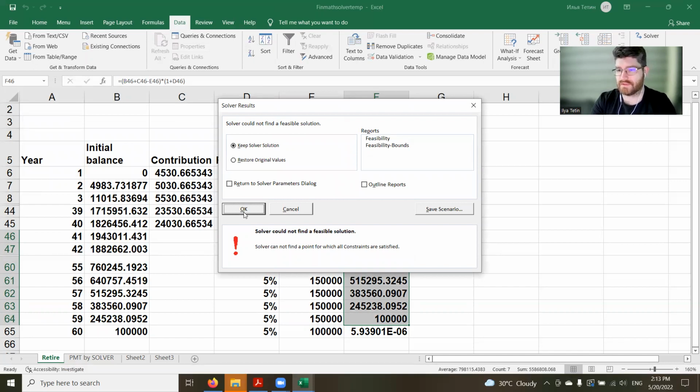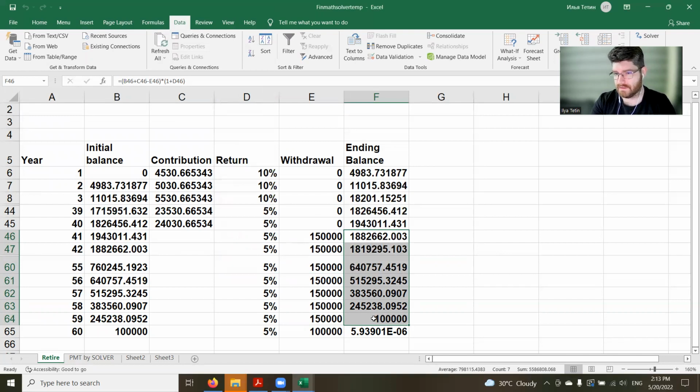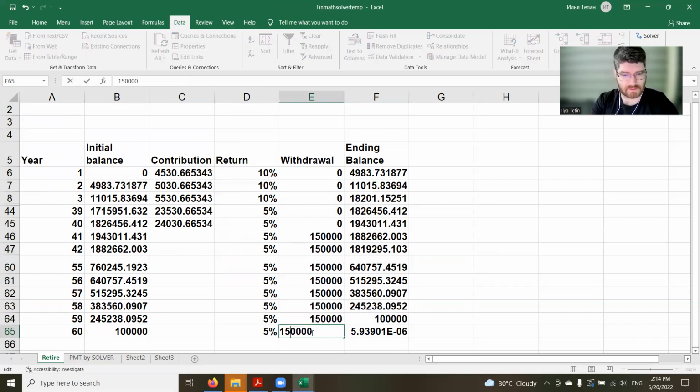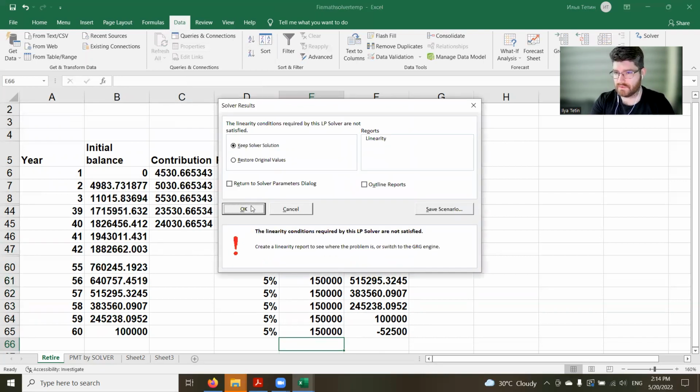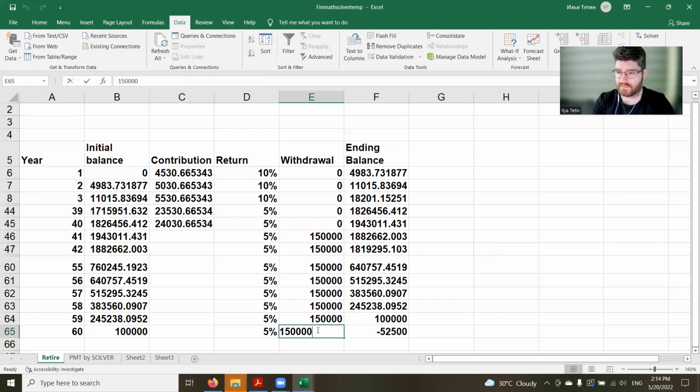Okay, it is not a feasible solution, but still we could find something at least. So if we place 4,530, we still can find that this value is 0, and everything is fine. Let's change the same to 150 and solve. Yeah, linearity is not satisfied, so for our last option we need to place only 100,000 to make our thing work.